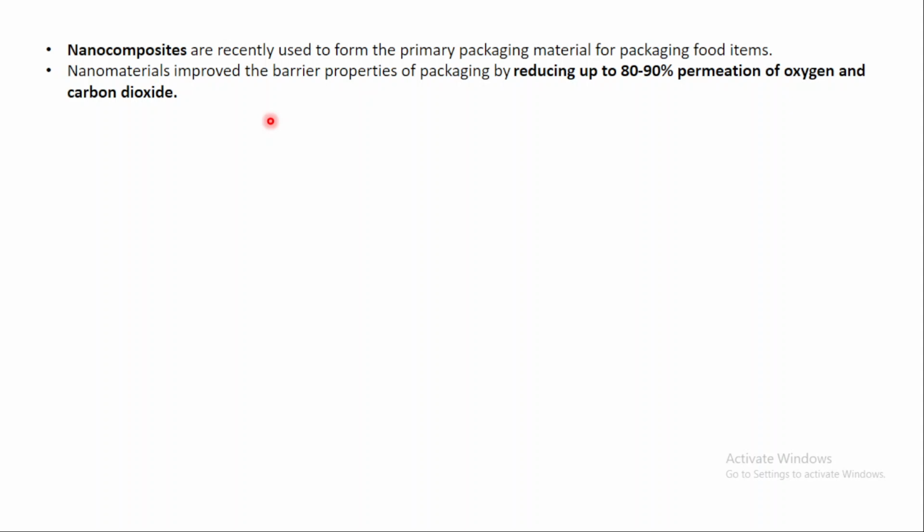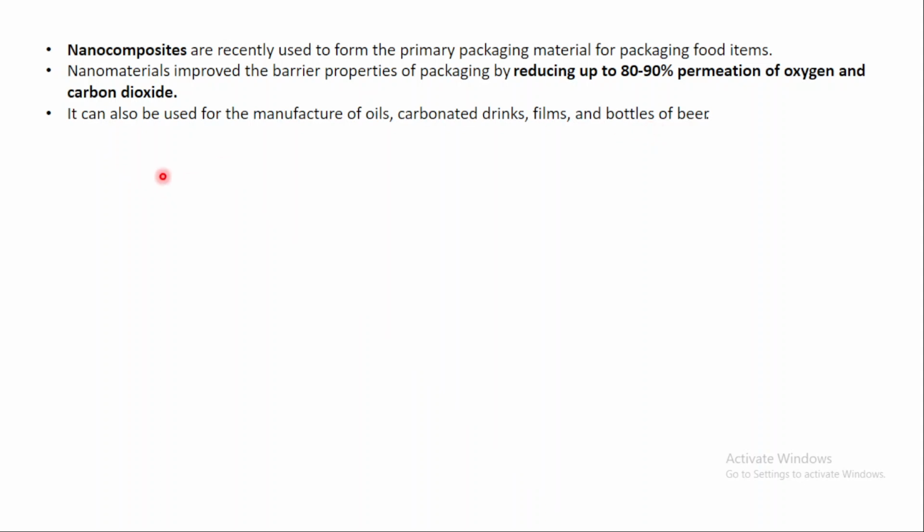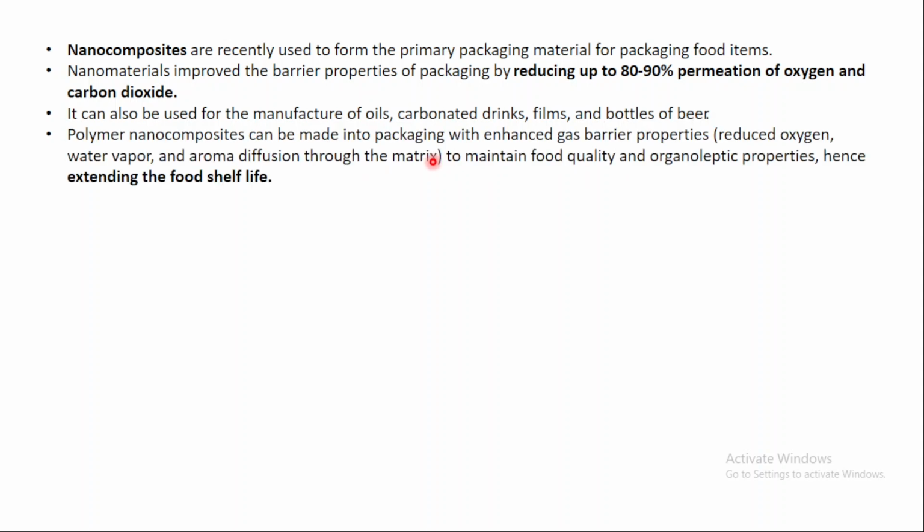So that is the whole purpose of the food industry, to increase the shelf life of food items. We need impermeability to oxygen and carbon dioxide, which nanocomposites can provide, with up to 80 to 90% reduction in permeation of oxygen and CO2. It can also be used for manufacturing of oils, carbonated drinks, films, and bottles of beer. So in many industries, nanocomposites are being used, such as manufacturing oil, aerated drinks, and the beer or alcohol industry.